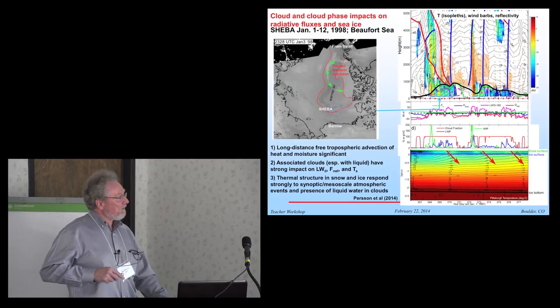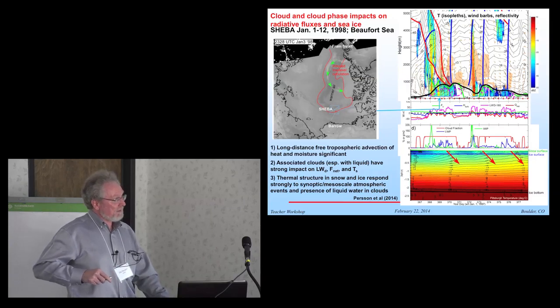This is an example of moisture coming in through the Fram Strait in the atmosphere, seen by satellite, coming over to the Shiba site. This warm, moist air comes in aloft. Clouds are associated with them. Where those clouds are, you see the pink line here, the long wave radiated fluxes. This is now winter, so there's no solar flux here at all. The long wave radiated fluxes increased tremendously by 90 watts per square meter or so.